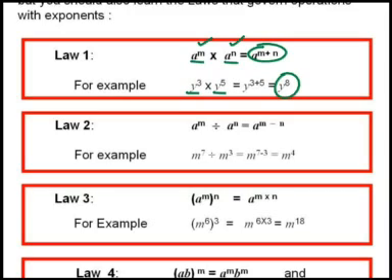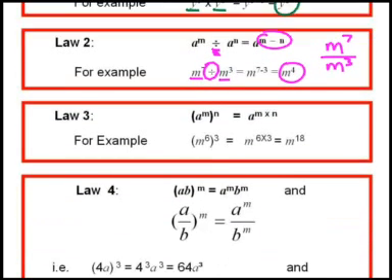Law 2 is just the opposite of that, where you divide. Now you'll subtract the exponents. So m to the power of 7 divided by m to the power of 3 will give us m to the power of 7 minus 3 is equal to m to the power of 4. 7 minus 3 is 4, and this could also have been written as m to the power of 7 over m to the power of 3. Means exactly the same as division.